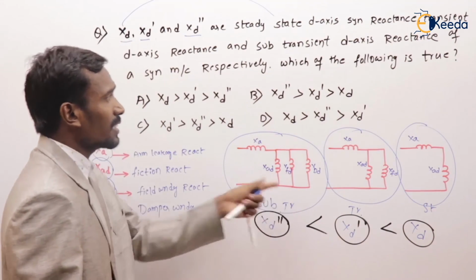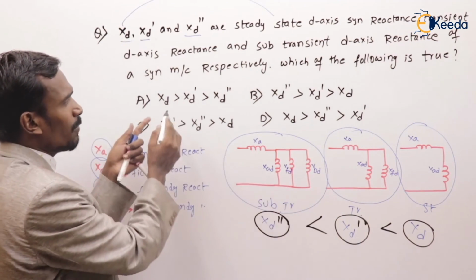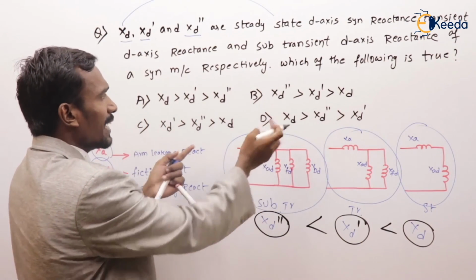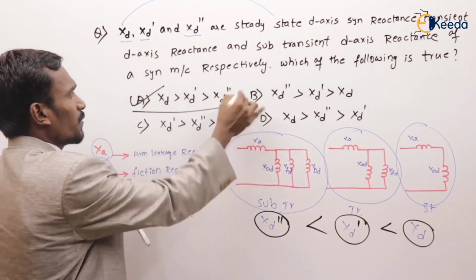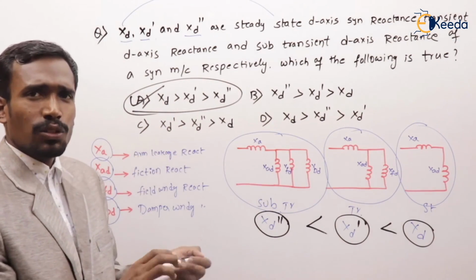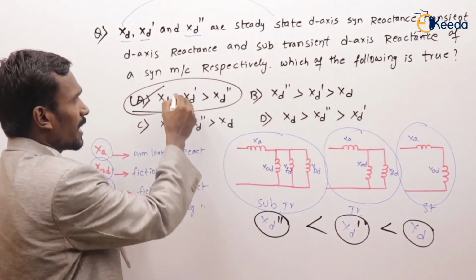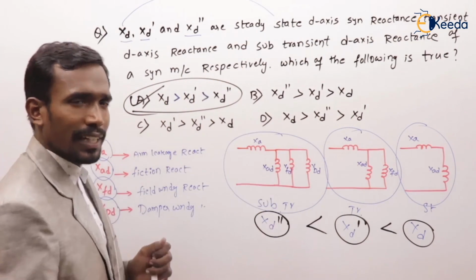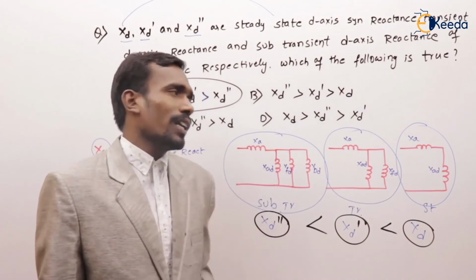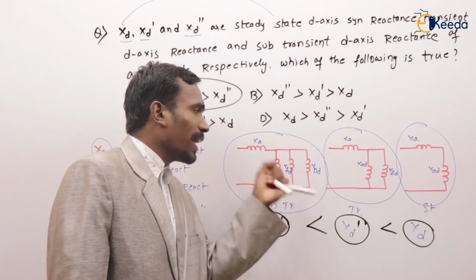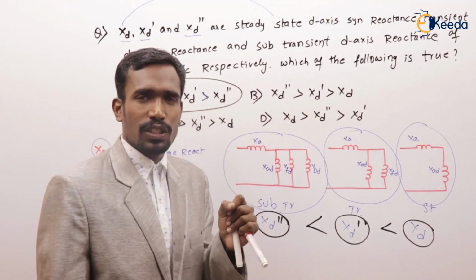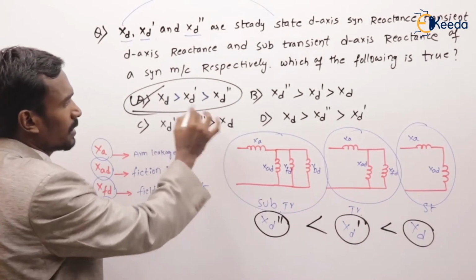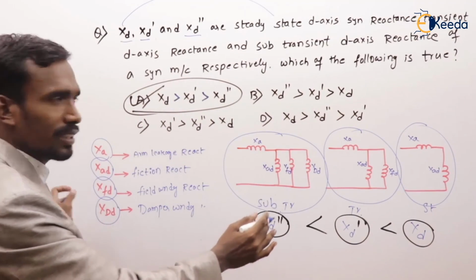So what is the answer? XD is the maximum value. XD double dash is the least value. So this is our answer. Always the steady state is greater than transient, which is greater than subtransient. Because in the subtransient network we have the damper winding, field winding, and armature, these 3 in combination. So you have to remember these circuits.